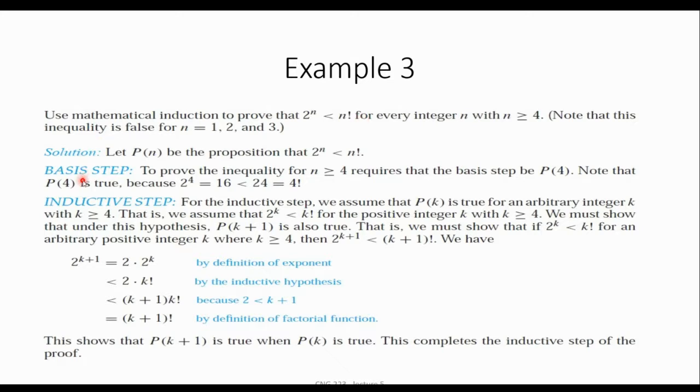So when I want to check it from the basis step, I use this initial value, which is 4. So 2 power 4 is less than 4 factorial. And if this condition holds, then this is true for the basis step. So 2 power 4 is 16, and 4 factorial is 24. So 24 is more than 16, and this condition holds. So basis step, there's no problem with it.